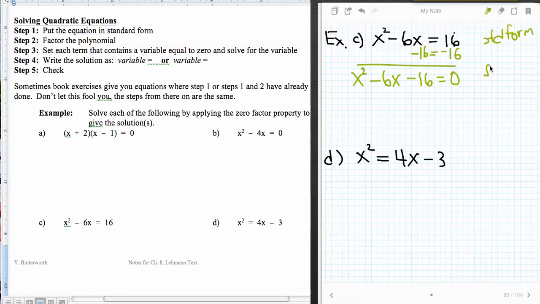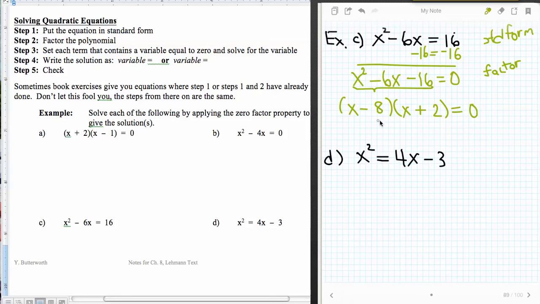The next thing we have to do is factor. So we're going to factor the polynomial over there on the left. So this over here needs to be factored. So we need the factors of 16 that give us a difference of 6. Well, 8 times 2 will do that. So we need an x and an 8 and an x and a 2. And then we'll need to put on their signs. So we have a negative 6, so that's a negative 8 and a positive 2.